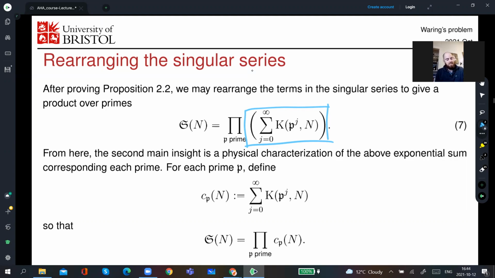Now the second main insight here is that each one of those subseries, coming from the product, actually has a physical characterization: it is the measure of a p-adic sphere, the volume of a p-adic sphere. So to get to that, we'll introduce a notation. I had before C infinity of n. Now I have a C_p of n for each prime p. And initially it's going to be this exponential sum. So the singular series is a product over all of those factors.